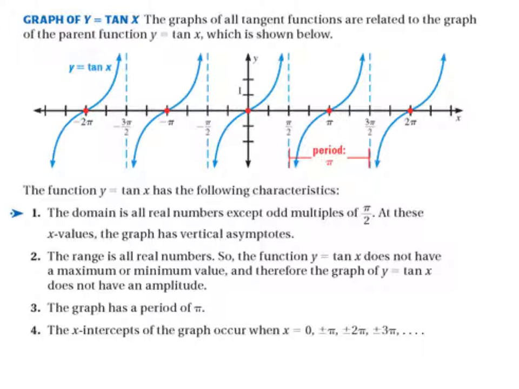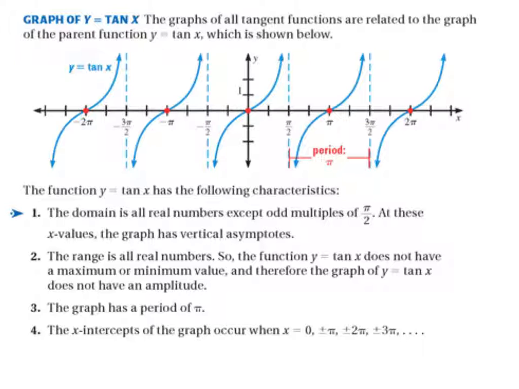So we're continuing on with our lesson 3.1, the last part, where we will graph y equals tangent x. This says the graphs of all tangent functions are related to the graph of the parent function y equals tan x, which is shown below. The function y equals tan x has the following characteristics.